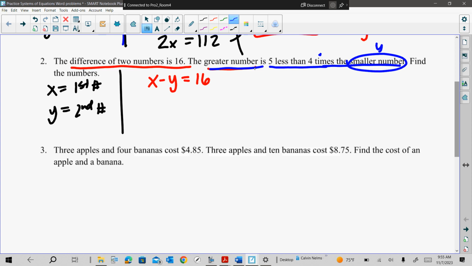How do I show the greater number is 5 less than 4 times the smaller? It would be x minus 4y. No. For, okay, if y is the smaller, who's the greater number? X. Okay, x is the greater. Whenever I see the word is, that's equals. How do I show 5 less than 4 times the smaller? 5 minus 4y. Actually, it's going to be flipped around. So our x is 4y minus 5.